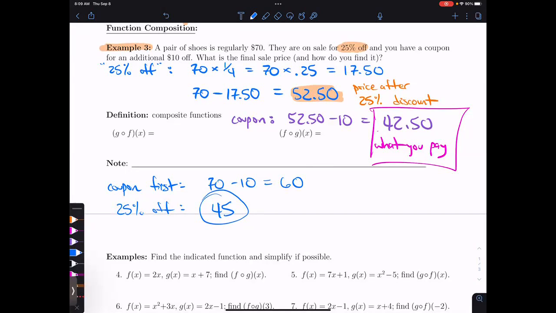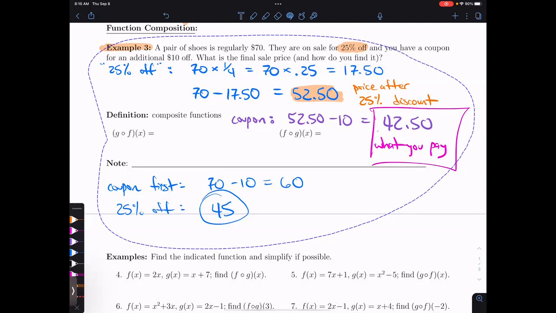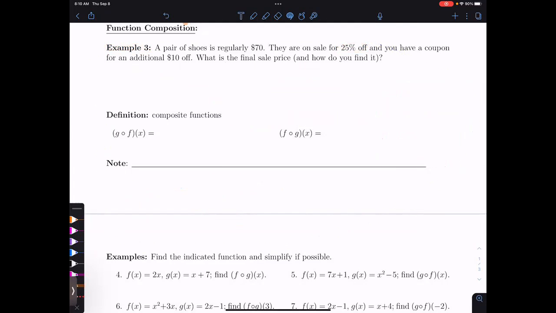You're multiplying by something and then subtracting from the original amount. So that's a function. The coupon, the additional $10 off, that's a function too. It takes a number and subtracts 10 from it. We're doing them one after the other, right? So that's what composition is. It's applying more than one function, one after another in a sequence. Everybody have what they want from that? Yeah, okay. So that's function composition.